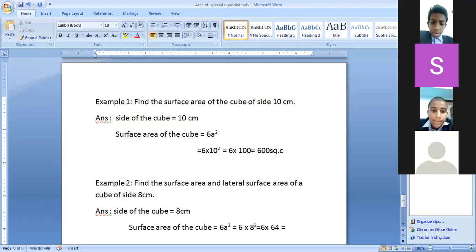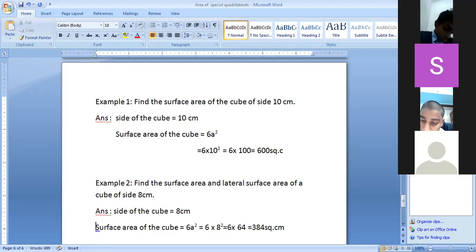384. Did everyone get 384? 384 square centimeter is the correct answer. That is the surface area of the cube.